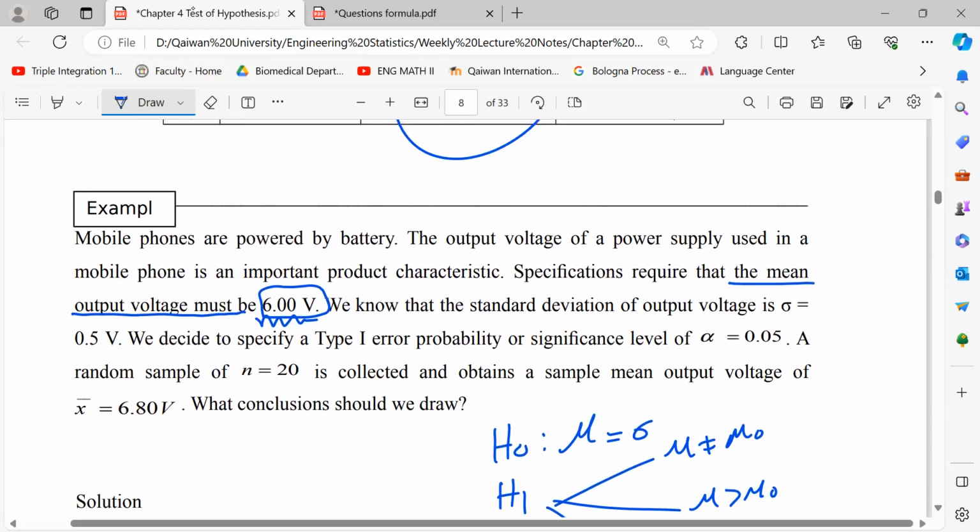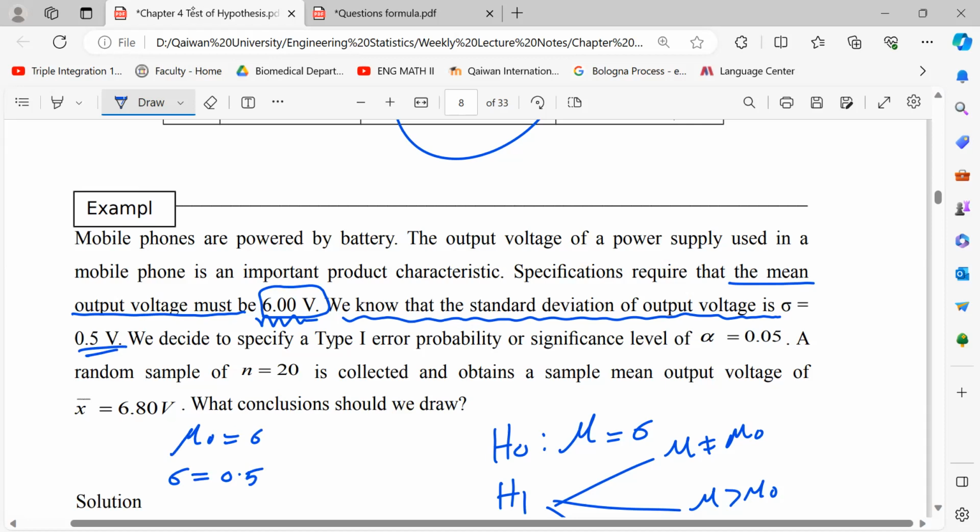Now, we know that the standard deviation of the output voltage, sigma, is given. Let's write down all the given information. Here, mu naught is 6. This is sigma. Sigma is 0.5.